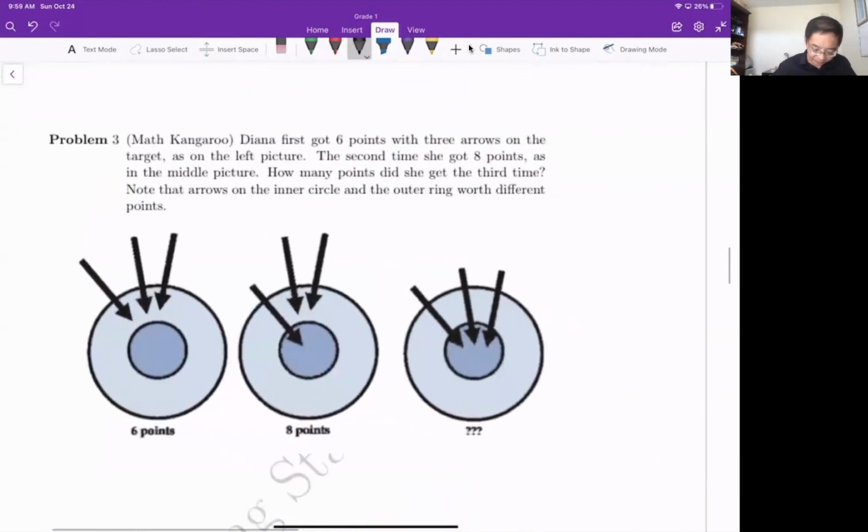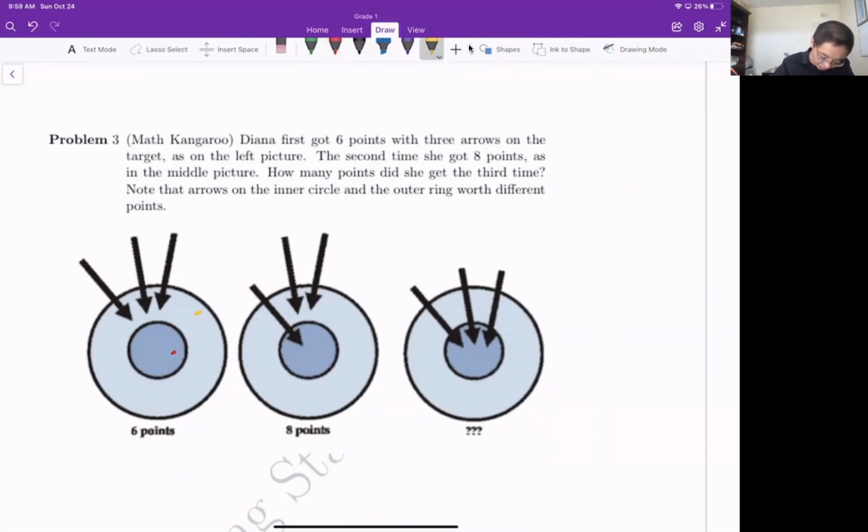Question number 3. Diana is shooting arrows on a target. Now this target has 2 parts. Here we have this outer part, and also we have the inner part. An arrow that is on the outer part and an arrow that is in the inner part have different points. So here basically we just need to figure out for each part how many points Diana could get if she shoots an arrow on the area.